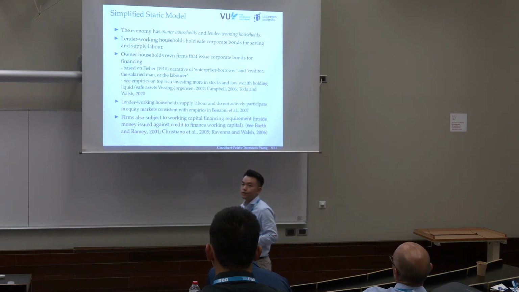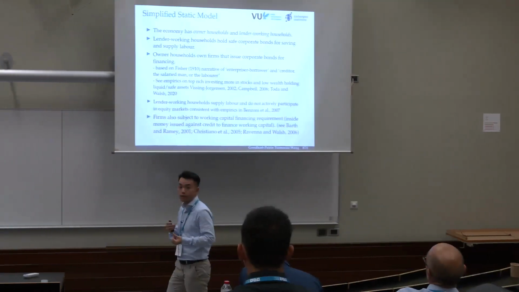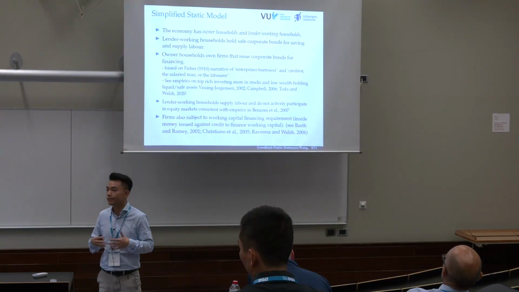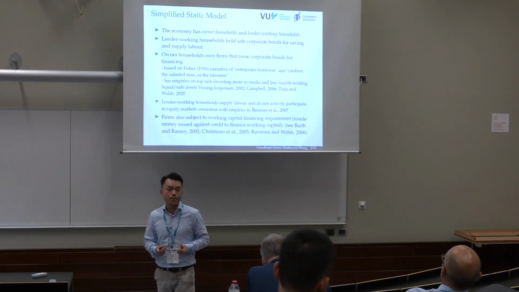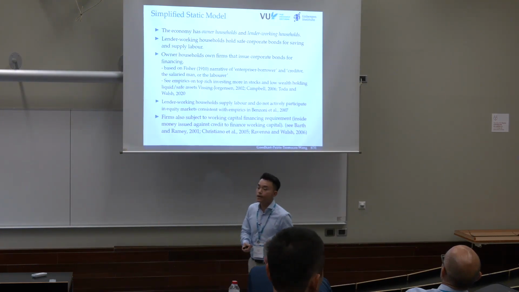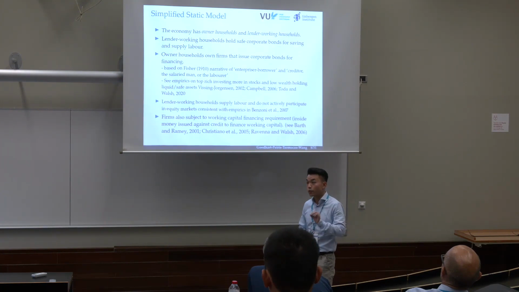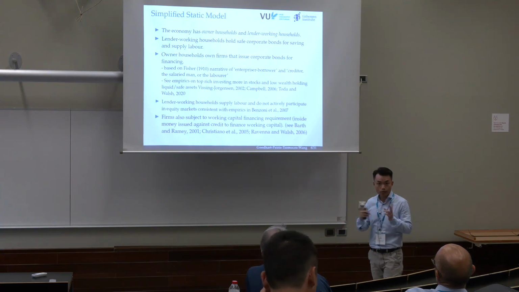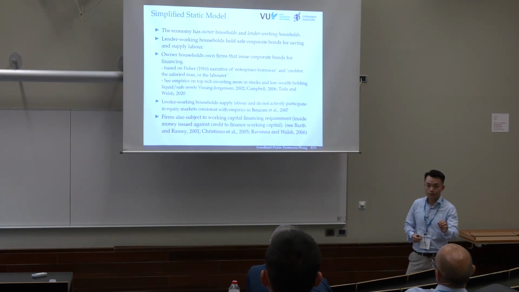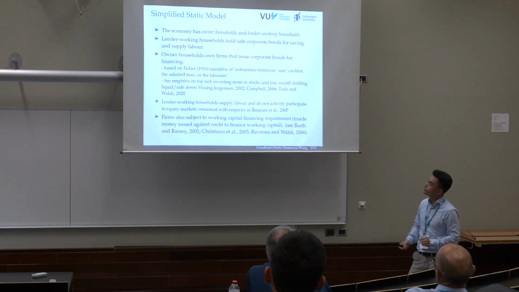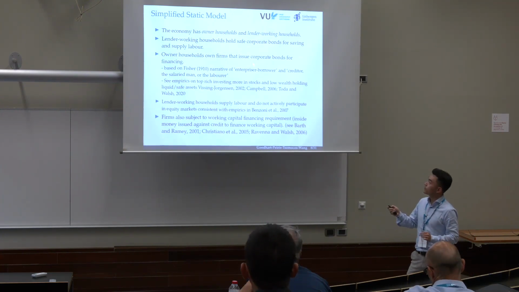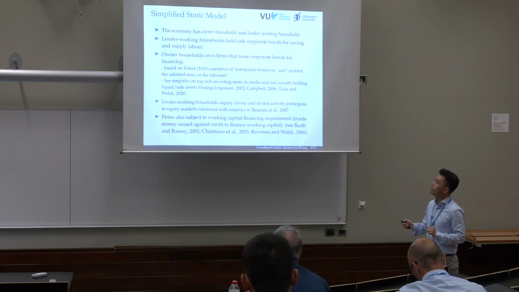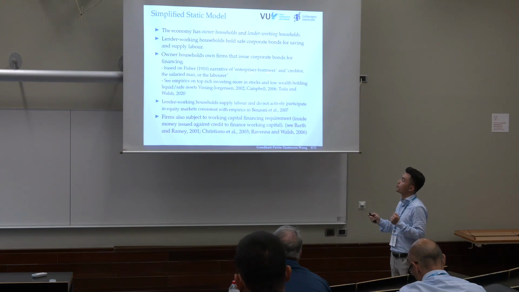For the rest of the presentation, I will first give you a very simple stylized model to obtain closed form solutions and deliver the intuition, and then we embed the simple model in the dynamic New Keynesian model to study the shock propagation. So for the simple model, the economy has two households, an owner household and a lender working household. The lender working household holds safe corporate bonds and supplies labor, and the owner household owns firms that issue corporate bonds for financing.